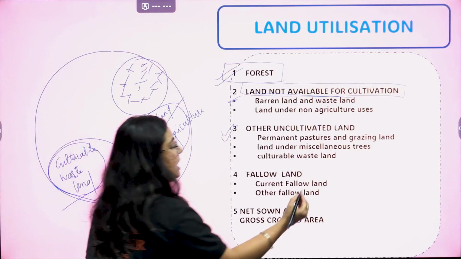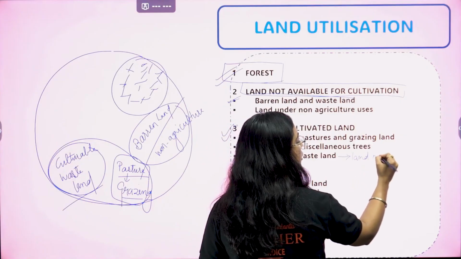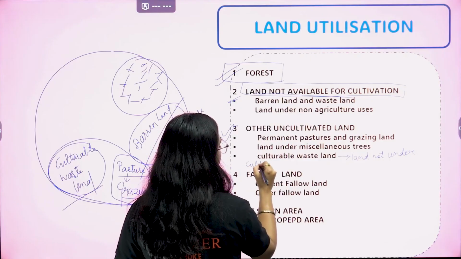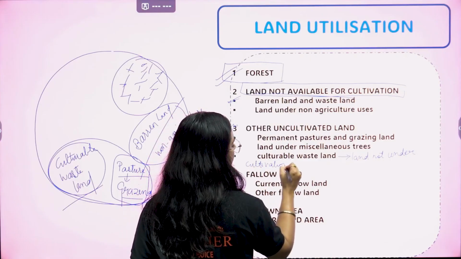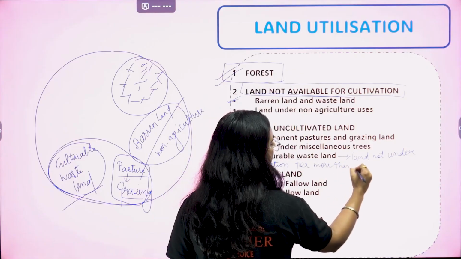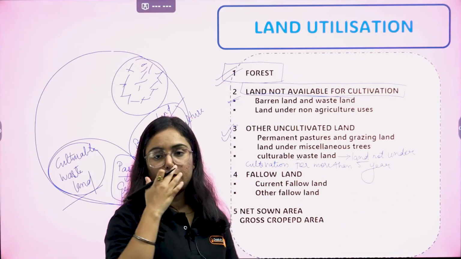Now, what is this? Pay attention. Culturable wasteland is land that is not under cultivation for more than 5 years. For more than 5 years. It is not written here, the definition. I wrote this for you.